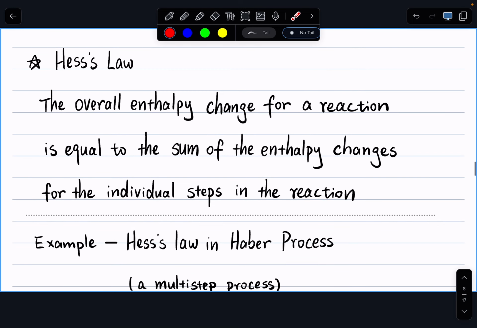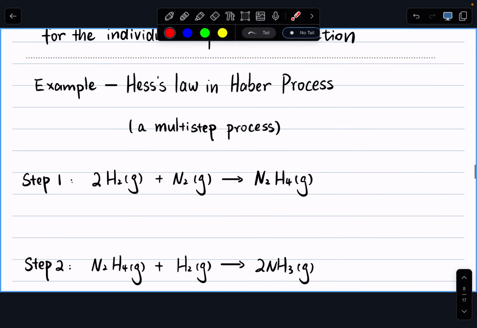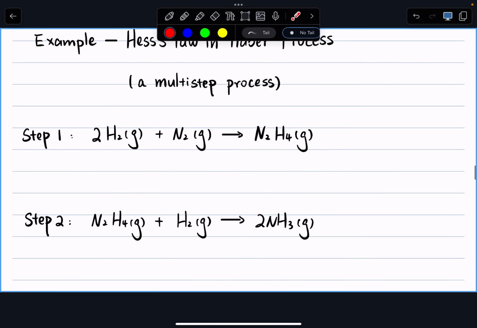So next step is, what if we have multiple reactions we care about? We want to use multiple reactions to build the reaction we want. So this is called Hess's law. In general, Hess's law says the overall enthalpy change for a reaction is equal to the sum of enthalpy changes for the individual steps in the reaction. So that's why you can add multiple reactions together. For example, if we have a Haber process, like a multiple step process, you start from H2 gas and N2 gas to form N2H4, and then from N2H4 reacting with H2 to form NH3. So that's a two-step reaction.